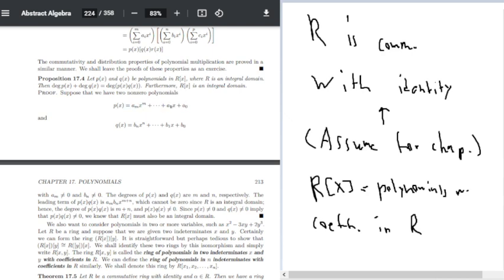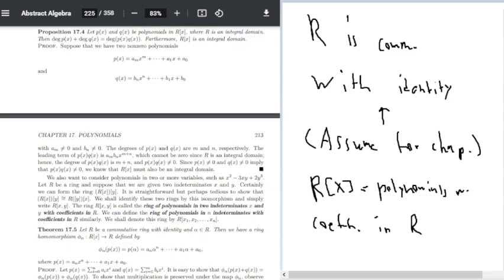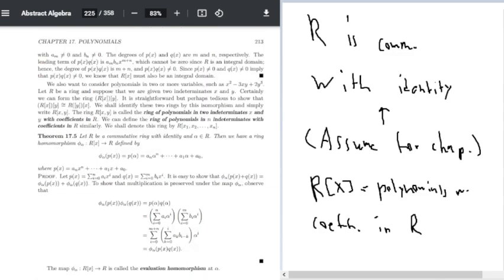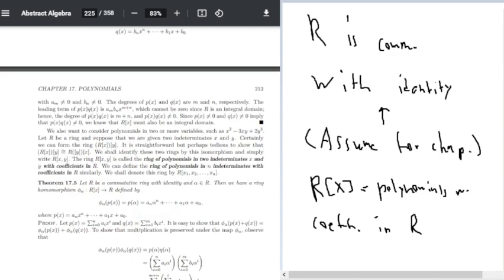So depending on the application, we'll put them in either increasing or decreasing order. And q of x be the same expression but with b's swapped out from the indices, with a sub m not equal to 0 and b sub n not equal to 0. The degrees of p of x and q of x are m and n respectively.